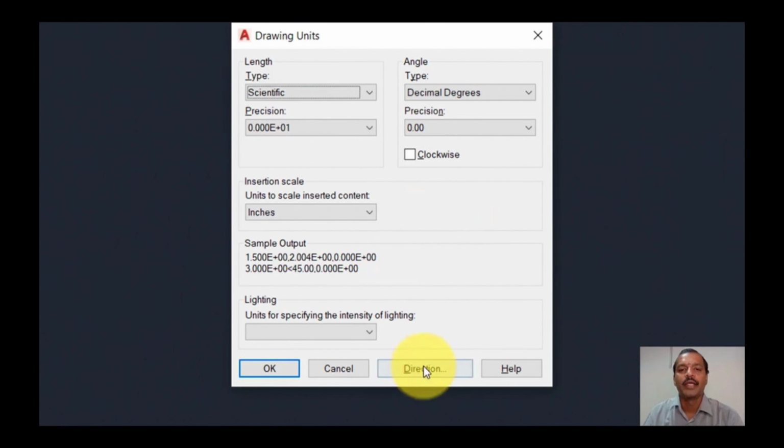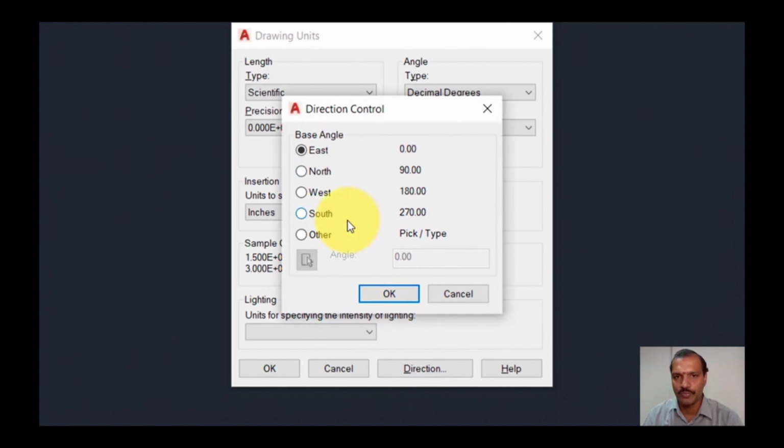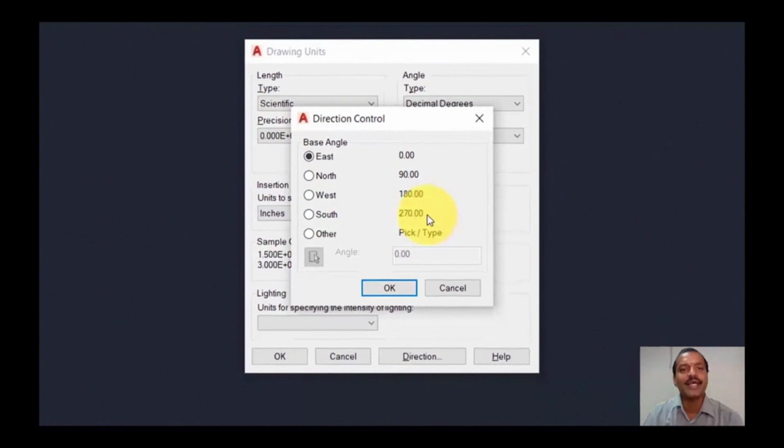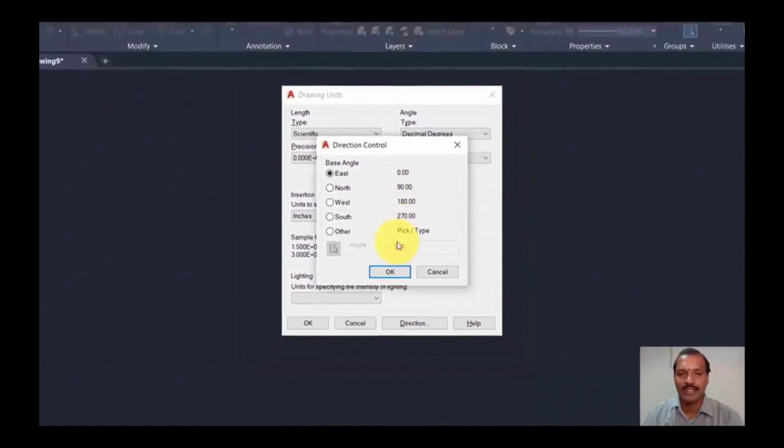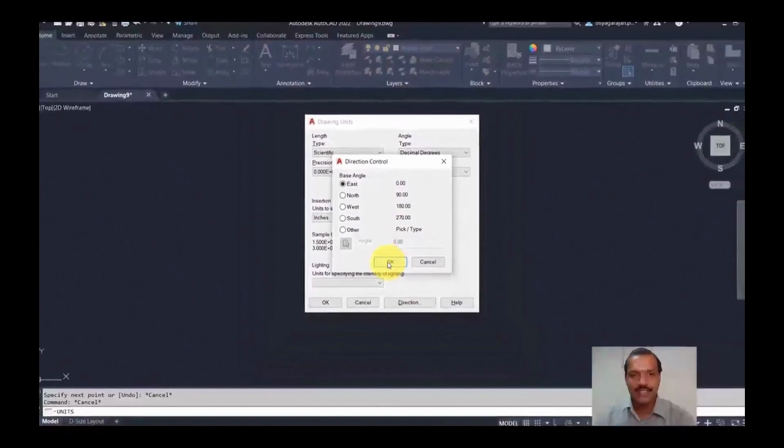Here the next option is directions. These directions I will tell you at the end of the point fixing method. We should know what these 90, 180, 270 degrees are, and only then will we be able to understand this information. We will discuss this later.